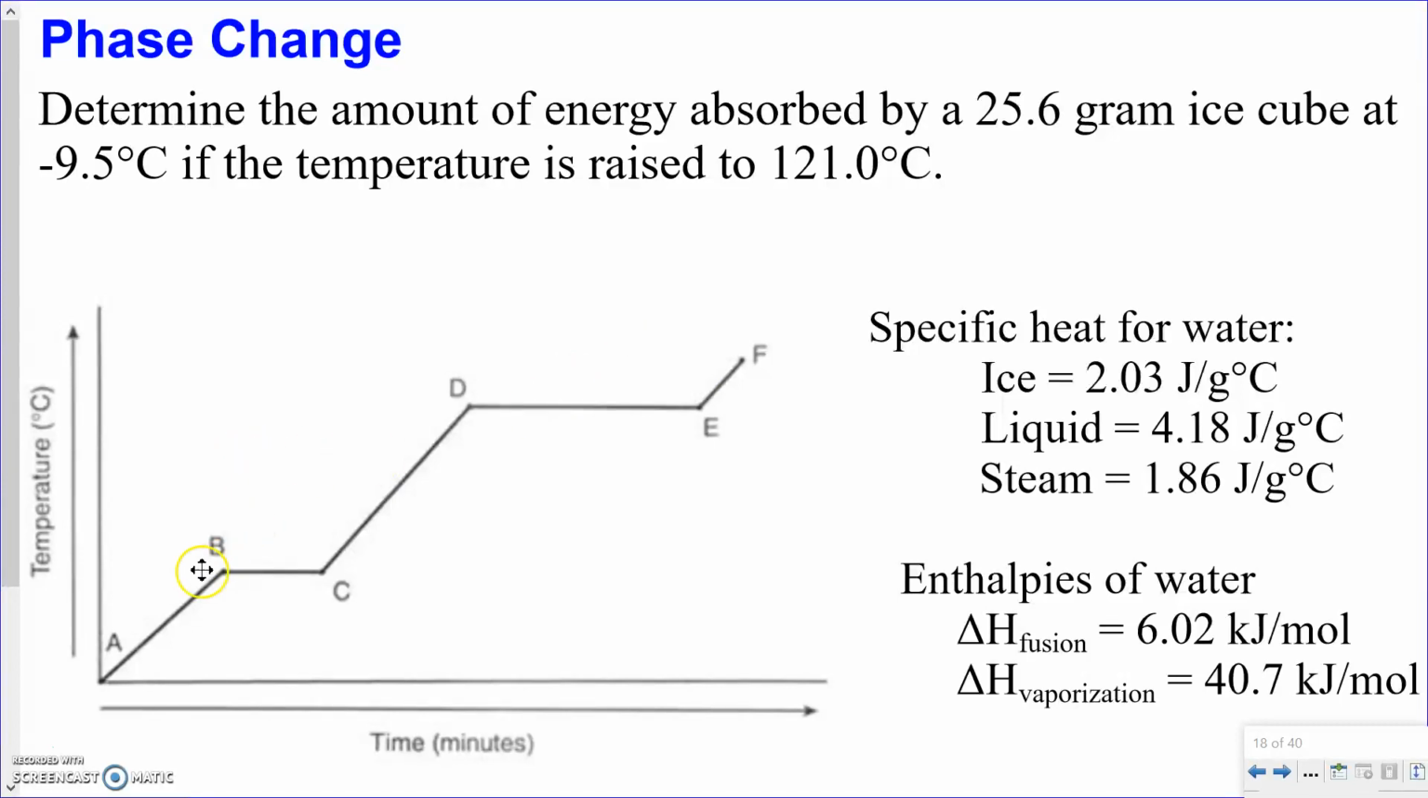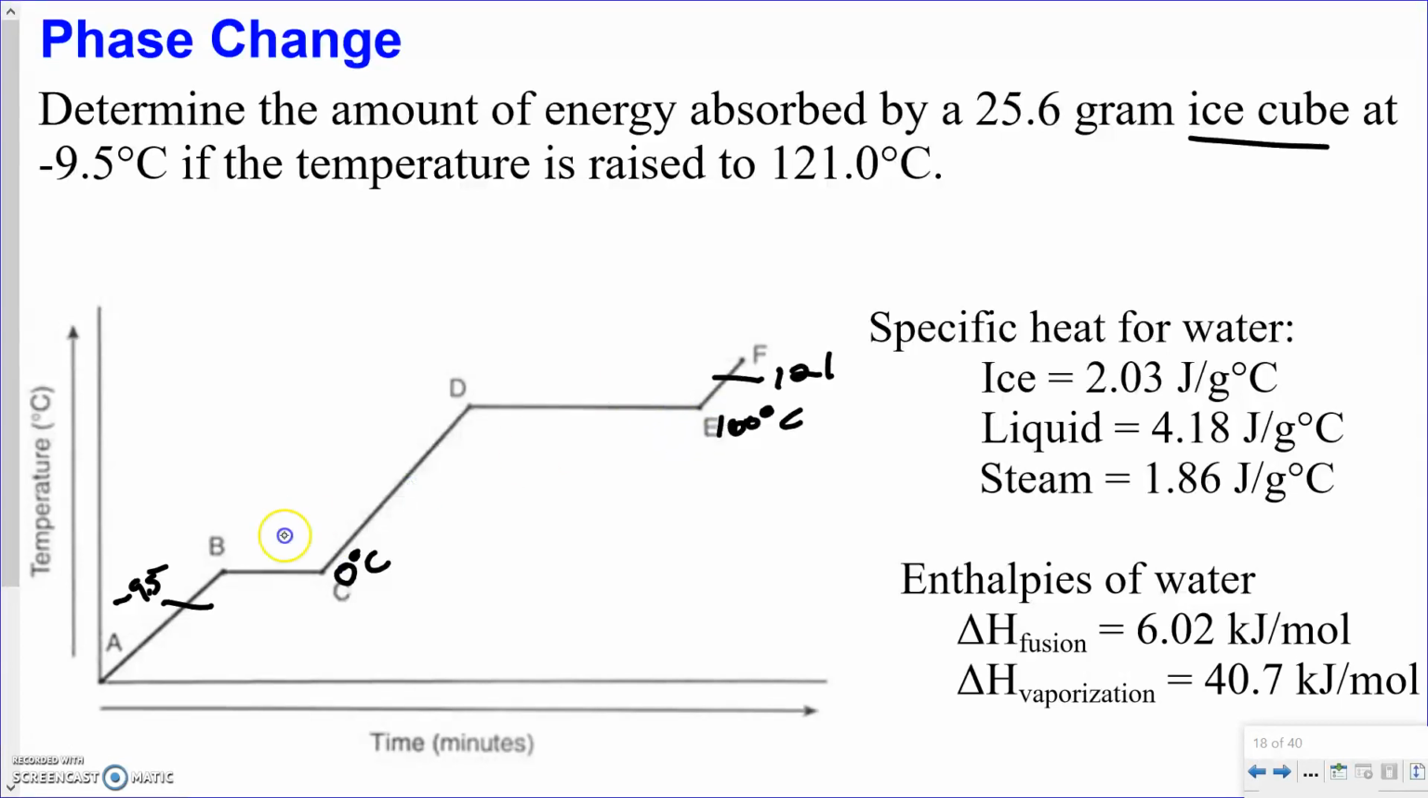Okay, so let's talk about it. We end up with another one that has 5 steps here. So we're starting down here at negative 9.5, and we're going all the way up here to 121. And of course, we're dealing with water again, based off the fact that we're dealing with an ice cube. So we can assume B to C is at 0 degrees Celsius and D to E is 100 degrees Celsius.